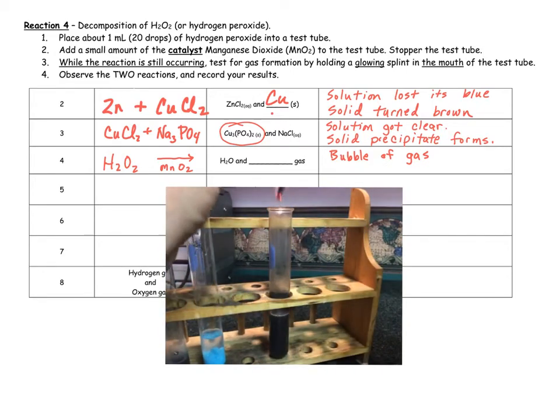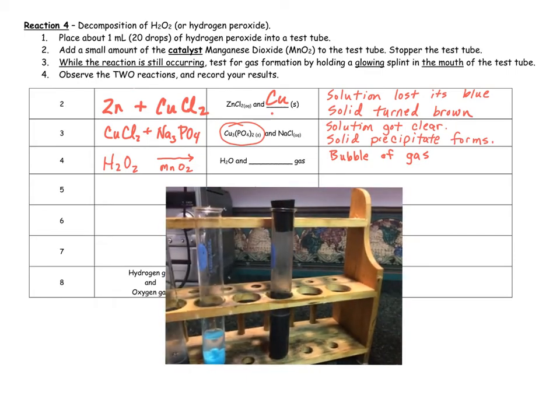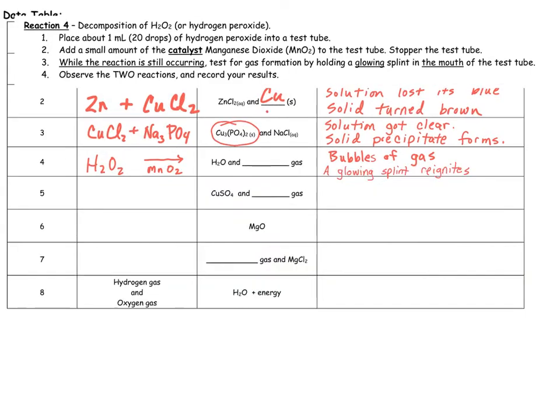That means that the gas that is produced must be carbon dioxide, or excuse me, oxygen. Remember the experiment we did at the beginning. So a glowing splint reignites in the gas. For data then, we're going to say that bubbles of gas formed and a glowing splint reignites. That means that one of the products must be oxygen gas. We'll write that in, O2, oxygen gas.